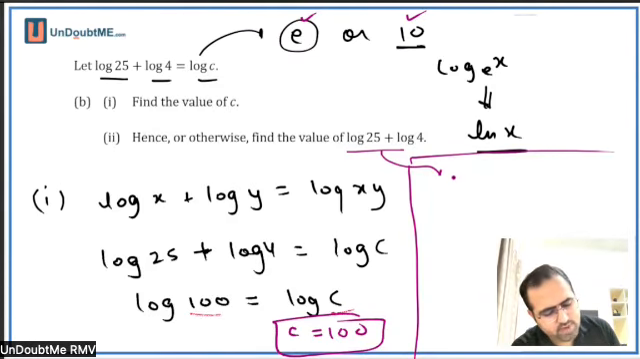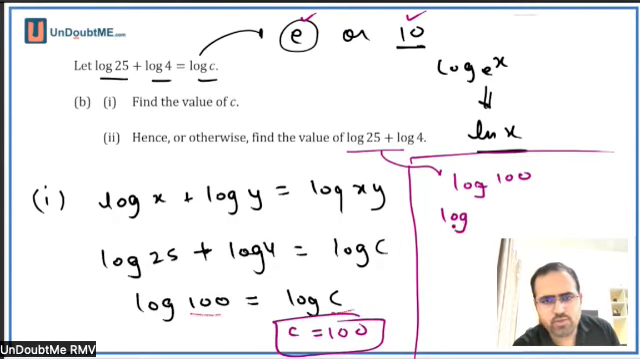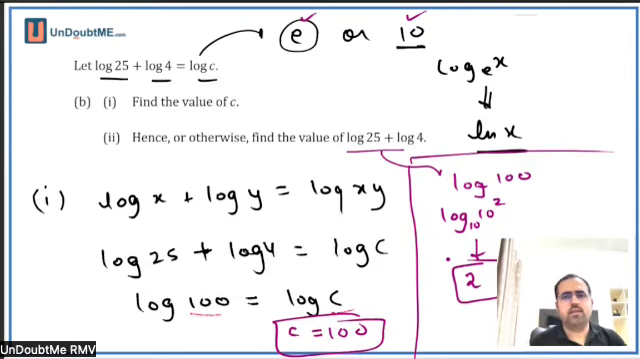Like in this question, when we do log of 25 plus log of 4, that will be log 100. Log 100 can also be written as log of 10 squared. Now the base of this is 10. So we can take this base also as 10 and the answer will be 2. This is the step where you have to decide the base on your own.